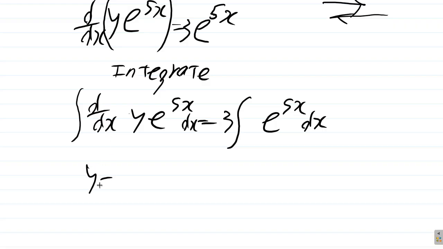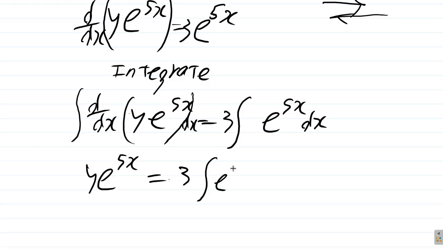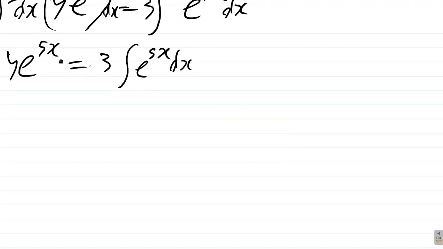So you have y e to the 5x untouched, it's undisturbed. And you have equal 3 times the integral of e to the 5x. When you integrate e to the 5x, if you have been doing a lot of integration by substitution, you'll be able to do this mentally, but assume you haven't been doing so. Just look at how you deal with this.